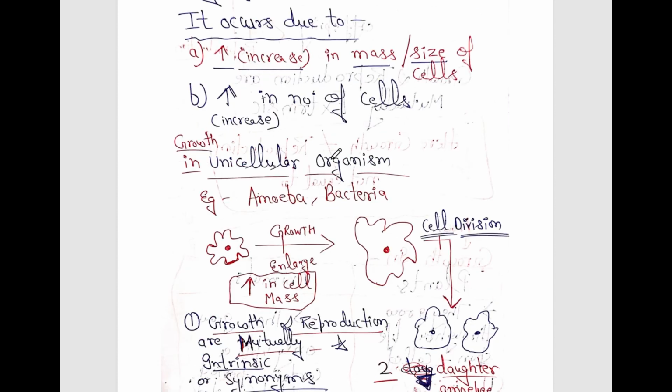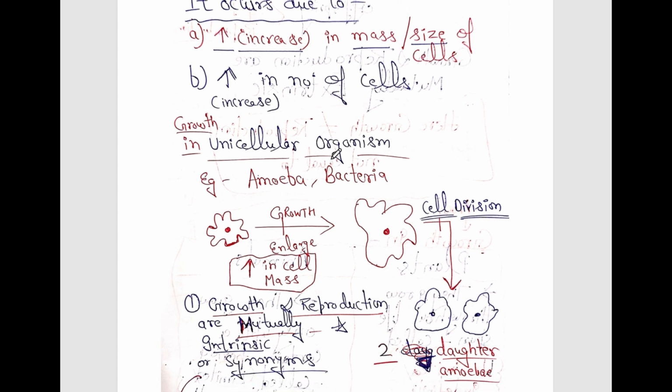Growth is the irreversible permanent increase in the size of an organ or its parts or even of an individual cell. And growth is the result of metabolism: when the synthetic process of anabolism is more than the destructive process of catabolism, growth occurs.